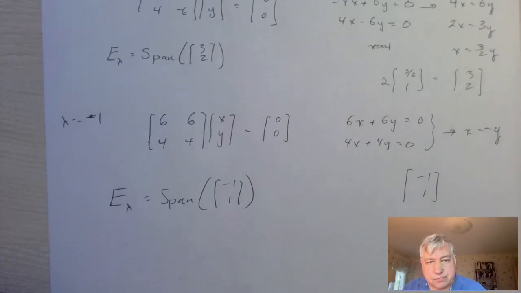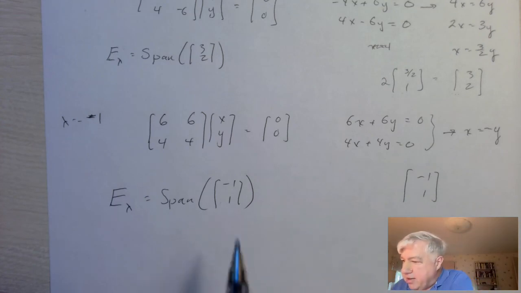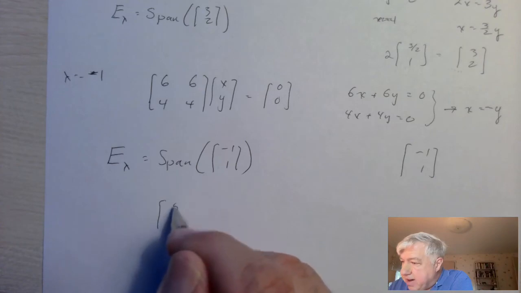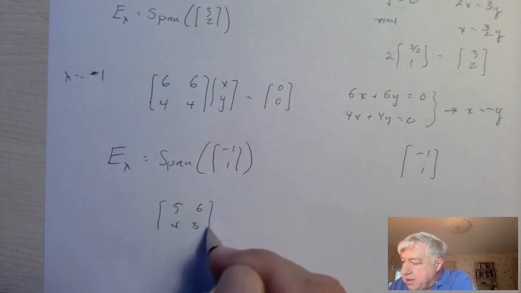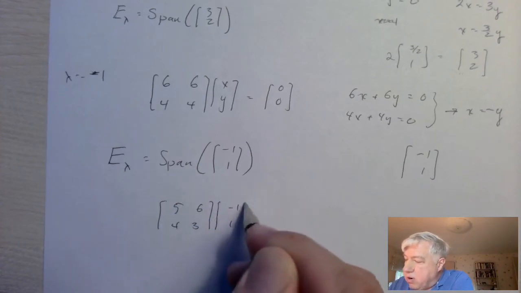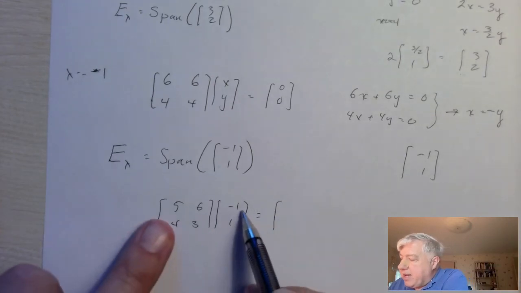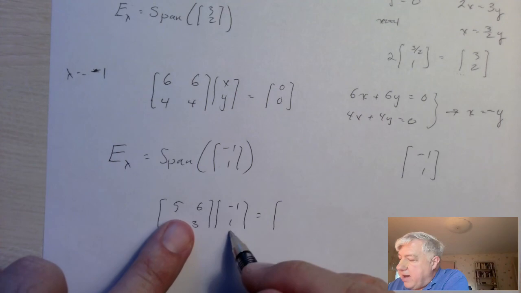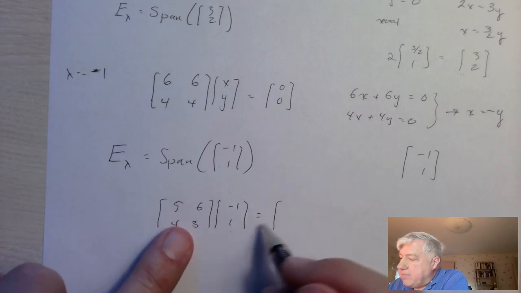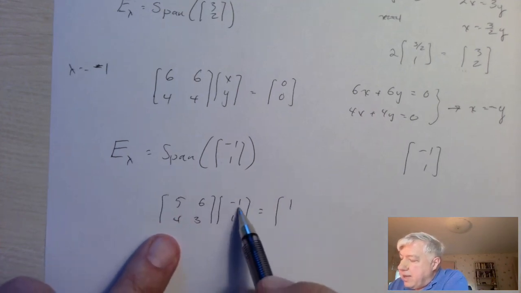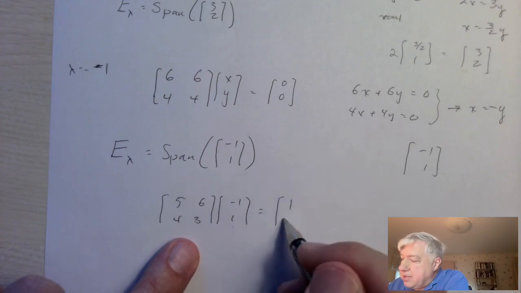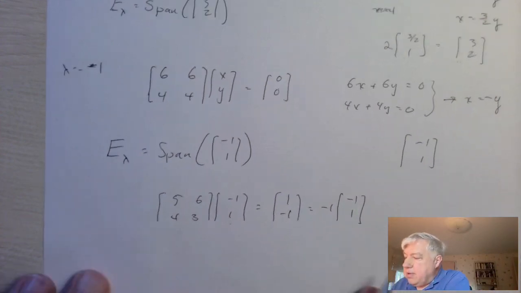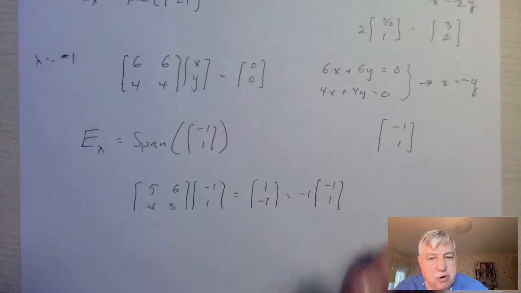You can check that these actually work. You can check that the matrix 5, 6, 4, 3 times -1, 1 gives -5 plus 6, that's 1, and -4 plus 3 is -1, which is -1 times -1, 1. So that does work.